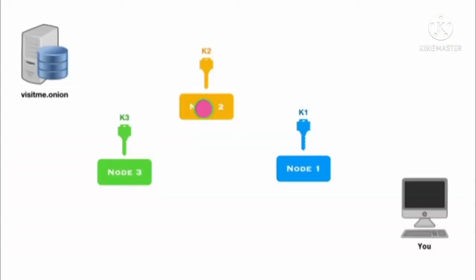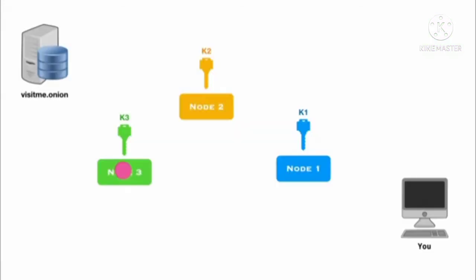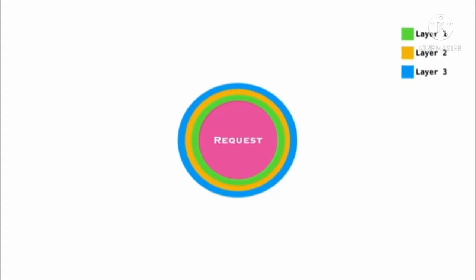Finally, node 2 now forwards the request to node 3, which then uses K3 to decrypt the request. And now the request is fully decrypted. From node 3, the message is then forwarded to the web server of visitme.onion. So this is how Onion Routing works in a nutshell. It works on layers of encryption, making it hard for anyone in the network to track anyone else.